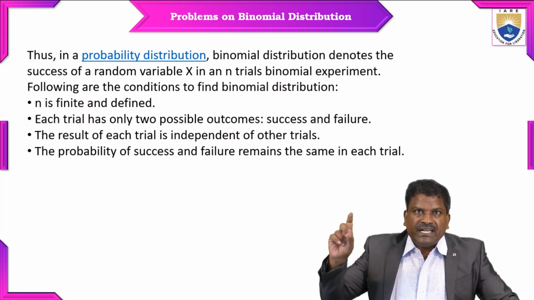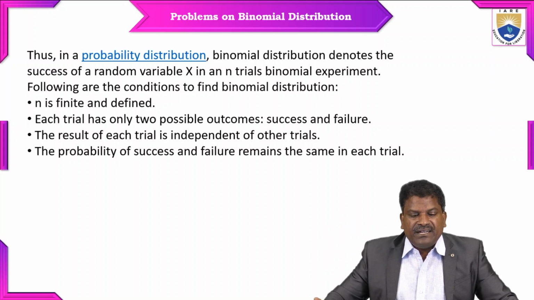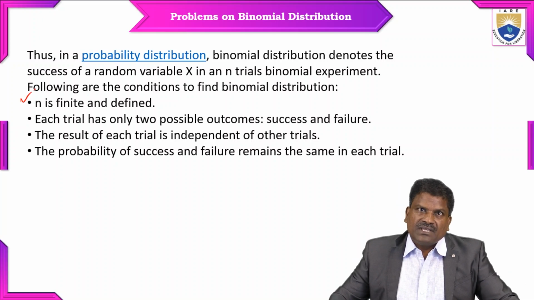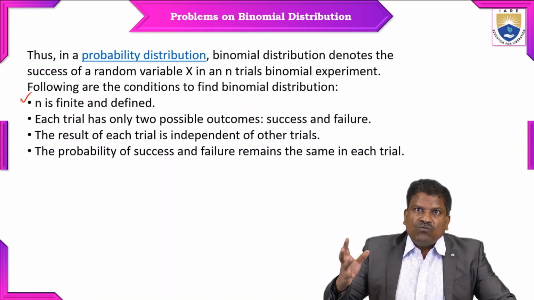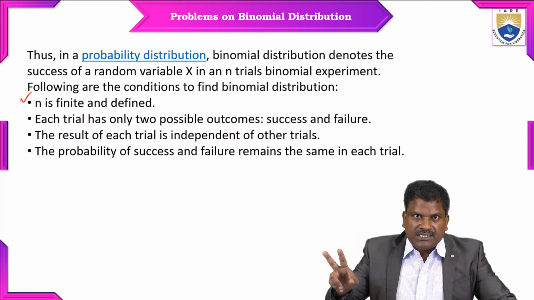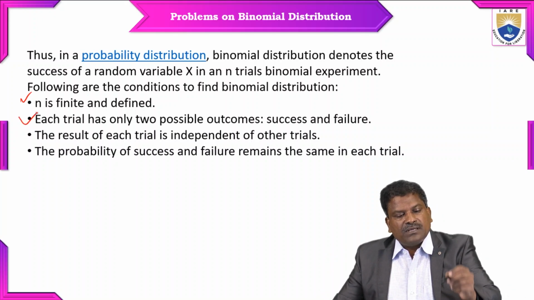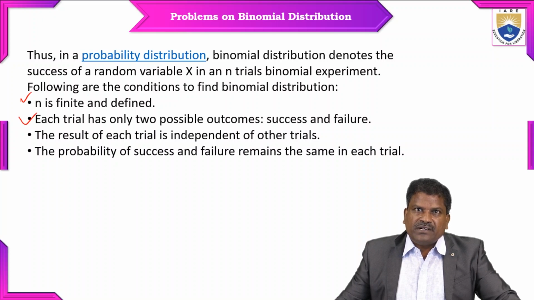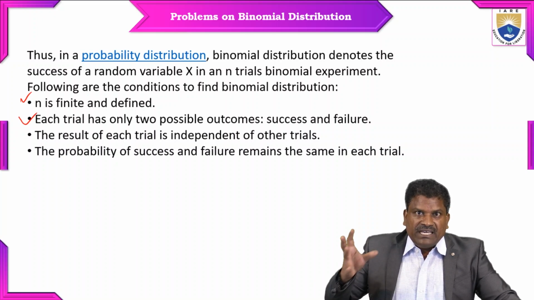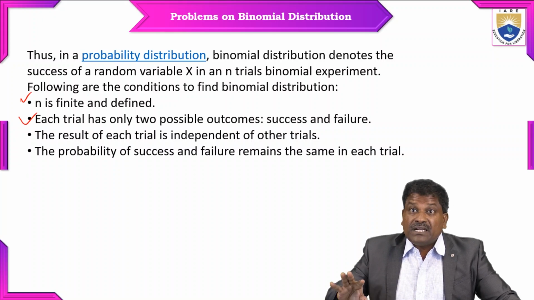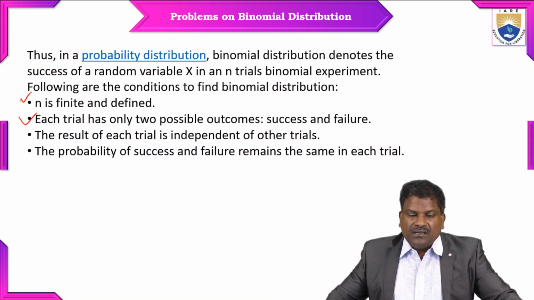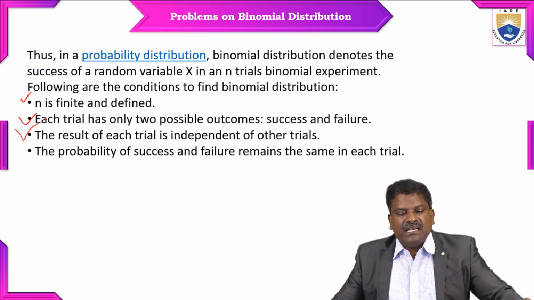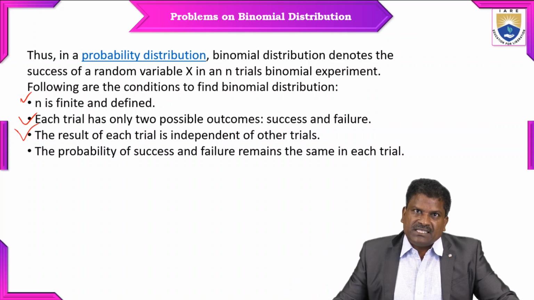The first condition is n is finite and well defined. The second condition is each trial has only two possible outcomes, success and failure. Now the third condition: the result of each trial is independent of other trials. One is not dependent on others; they are independent.